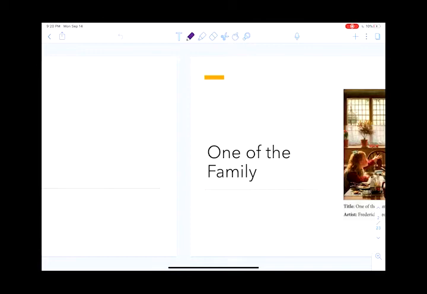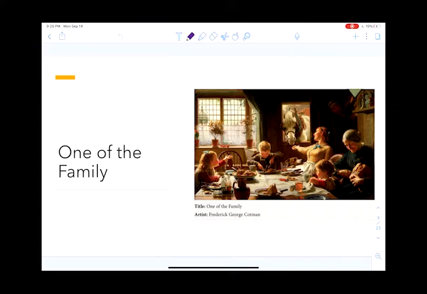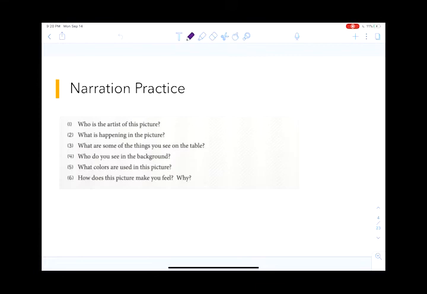Welcome to Lesson 6. This lesson starts off with a picture study of this picture by Frederick George Cotman, titled One of the Family. Take a second to look at this picture. Now, let's answer some questions for your narration practice.